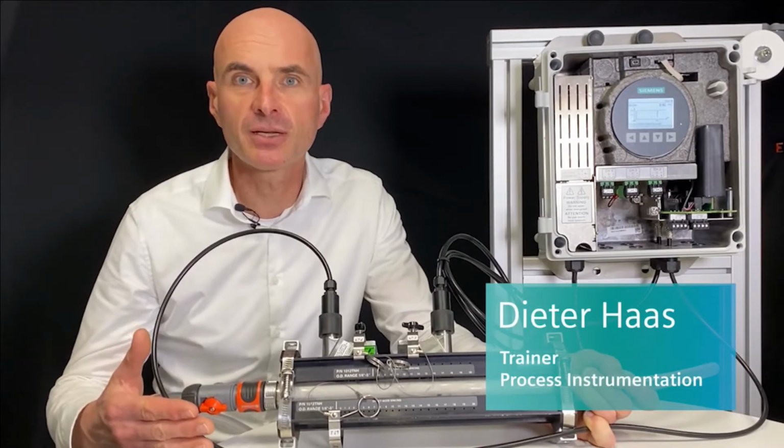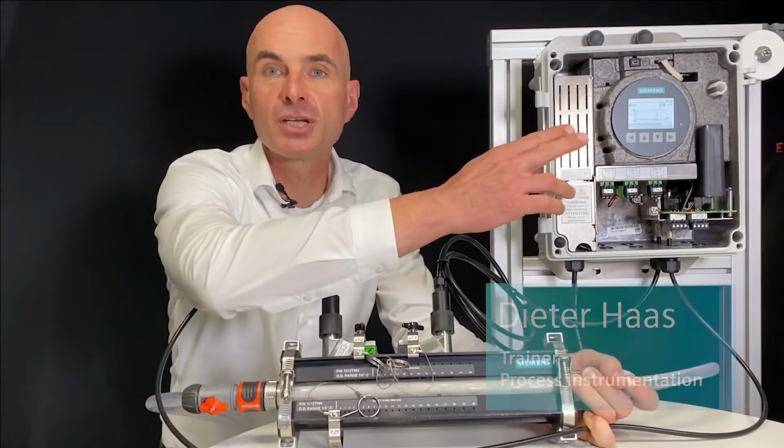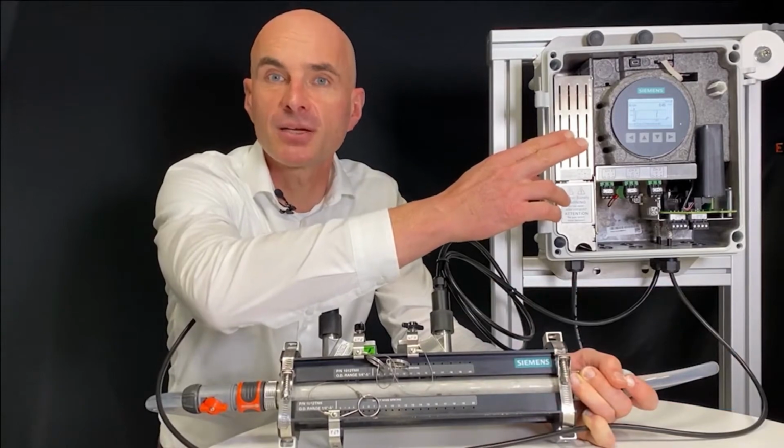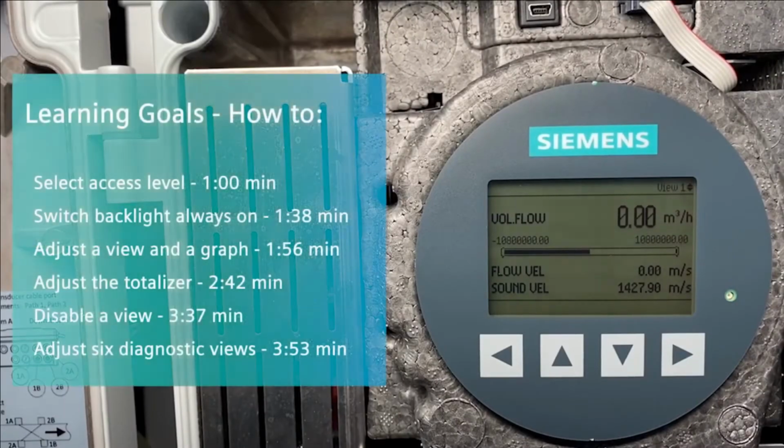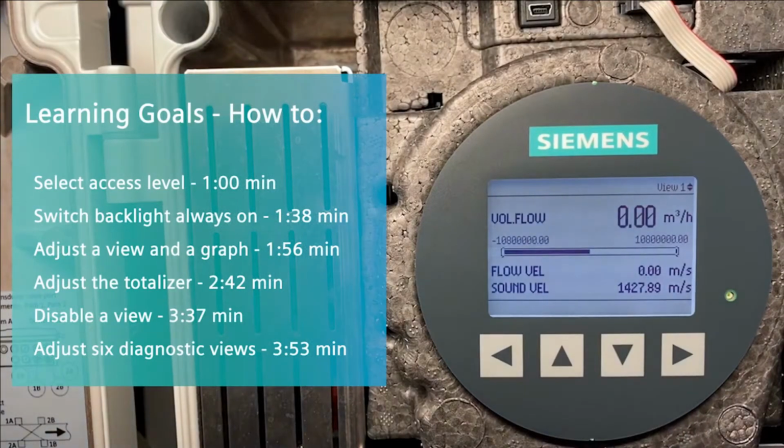In this tutorial you will learn how to adjust the display and visualize diagnostic values. We will learn how to activate the backlight to always on. And we will adjust the 6 display views. They are fully configurable. View 1: I want flow value and a graph of the flow.